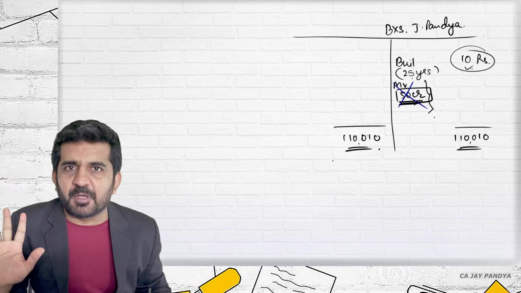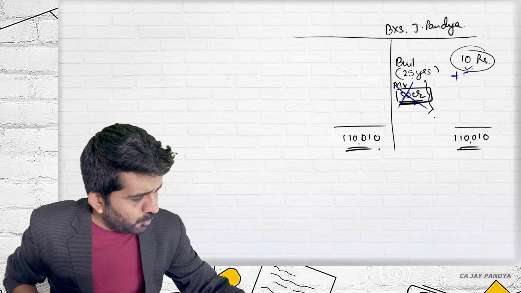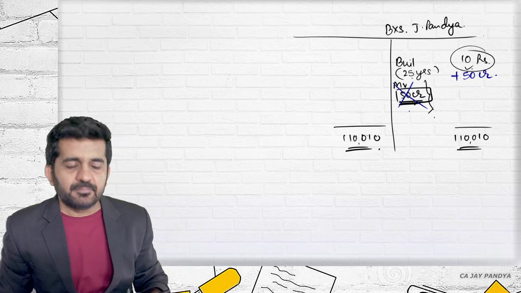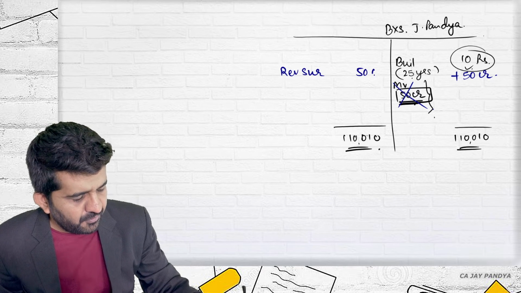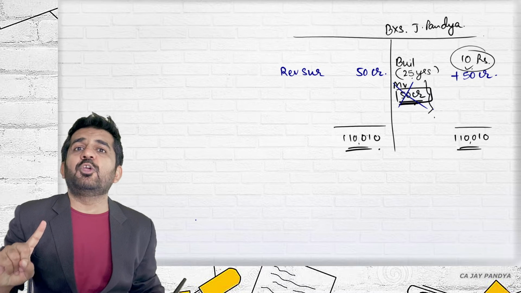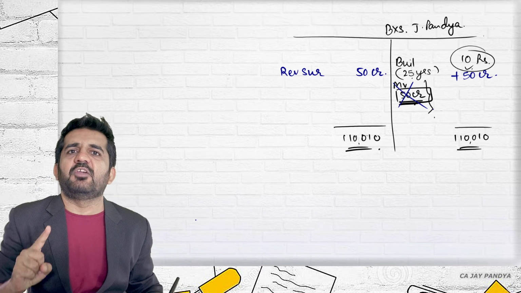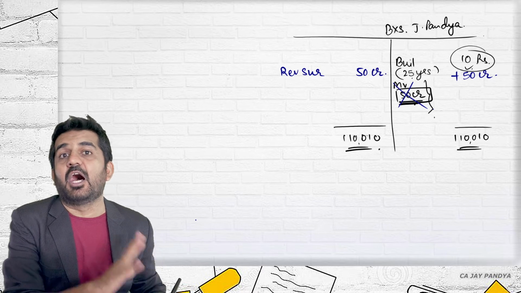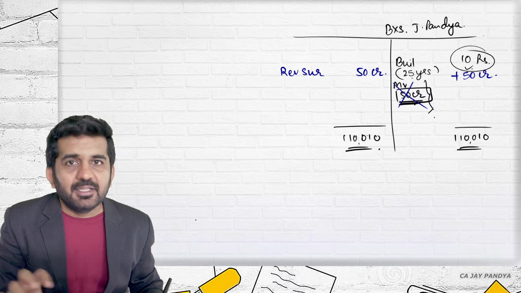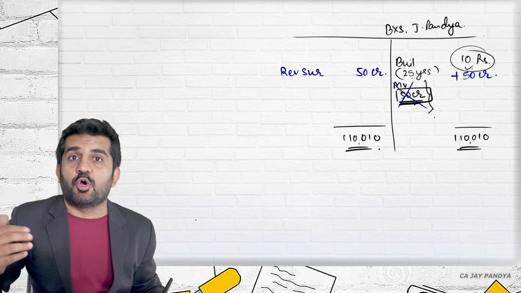So now what is permitted? You are allowed to add 50 crores over here, and there will be a revaluation surplus of 50 crore. Whether you are following cash system of accounting or not following cash system of accounting, this is allowed as per AS 10. There is no concern about cash paid or cash not paid.